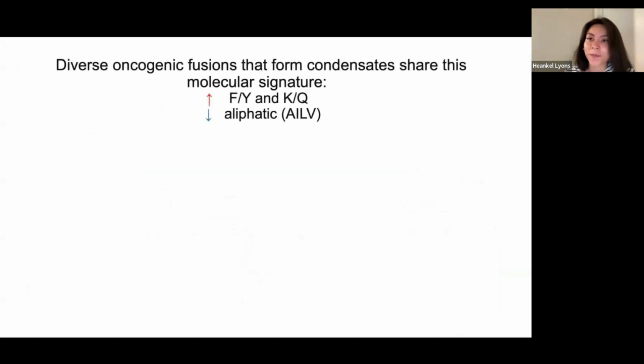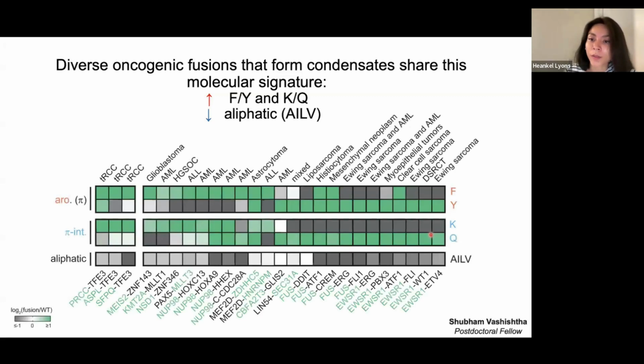And so this was all very interesting, but if it's really being used by cancer, we should be able to find it in other oncofusions. So we did an analysis of other oncofusions to see whether they had this molecular signature. So what I'm showing you here is a number of oncofusions that are predicted or have been demonstrated where the fusion partner forms condensates and they are fused to a DNA binding domain.